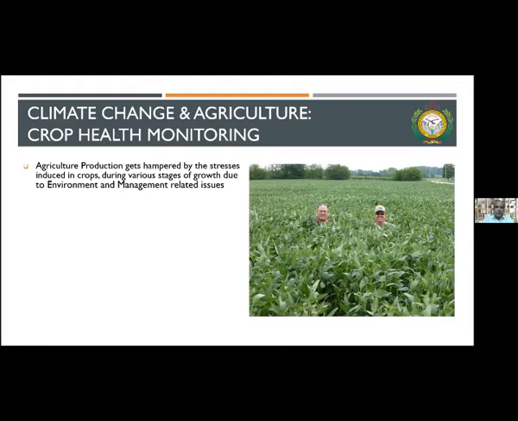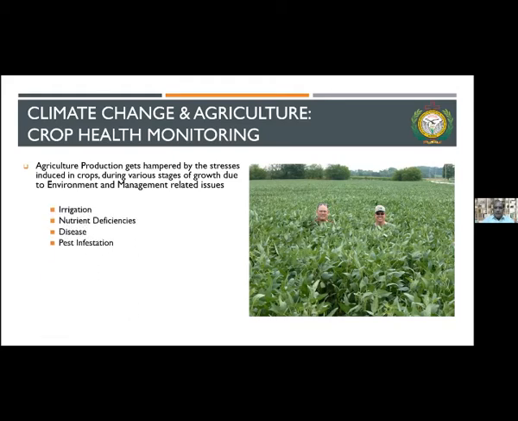So as we know, agriculture production gets hampered by stresses induced in crops during various stages of growth due to environment and management related issues. Environment is again climate change. Management is us. If we are not putting focus on it, if we are not monitoring it well, or if we have lagged somewhere, then this could happen.